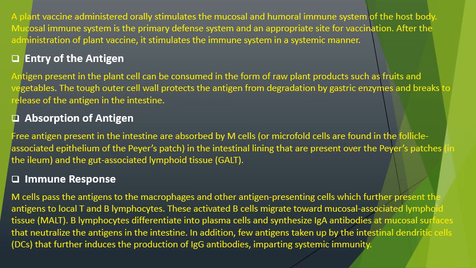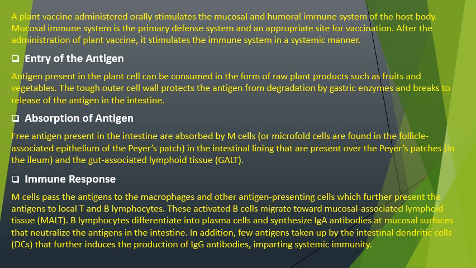A plant vaccine administered orally stimulates the mucosal and humoral immune system of the body. Mucosal immune system is the primary defense system and an appropriate site of vaccination. After the administration of plant vaccine, it stimulates the immune system in a systemic manner. The whole mechanism of these plant vaccines has three steps.